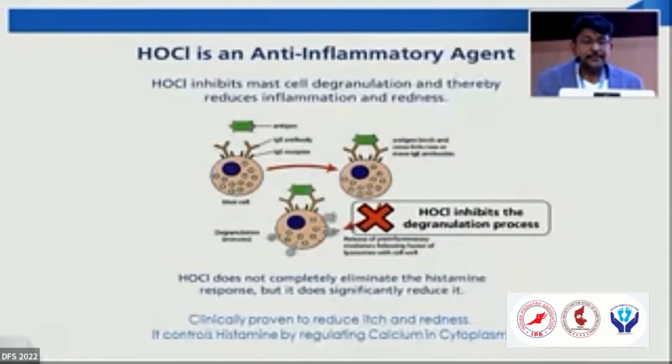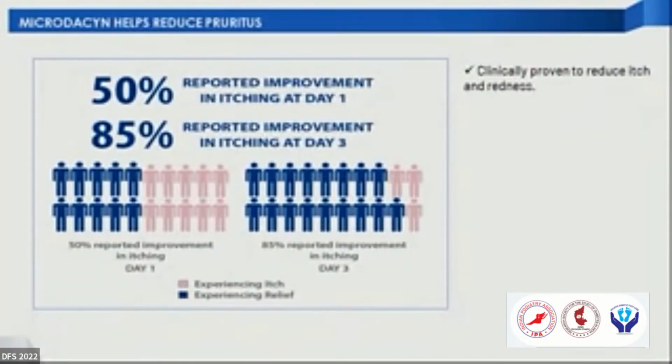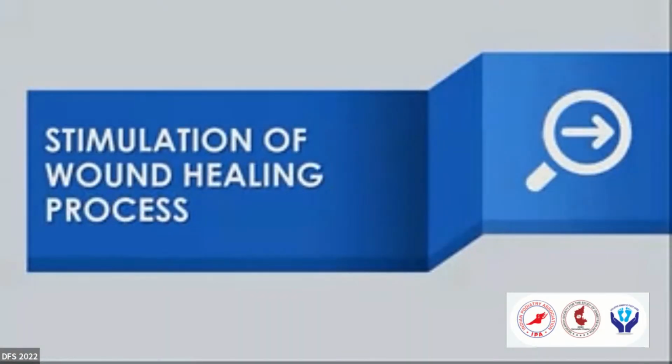Well, as I said, hypochlorous acid is an anti-inflammatory agent, provided it is a stable compound. Then, as far as pruritus is concerned, it has also been seen in a trial that 50% immediately reported betterment in the pruritus, that is the itching, on day one itself, and about 85% also showed betterment after about 3 to 4 days. That's clinically proven.